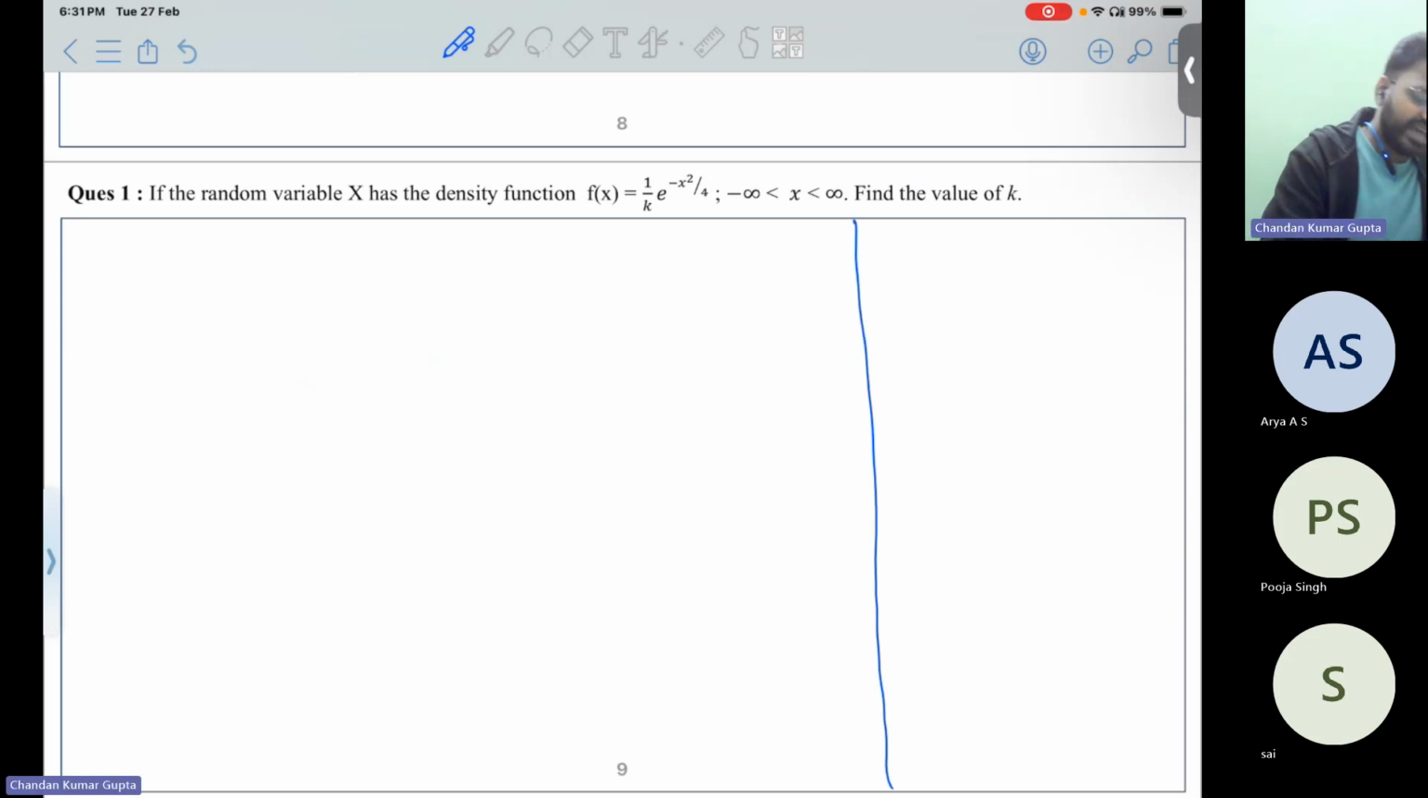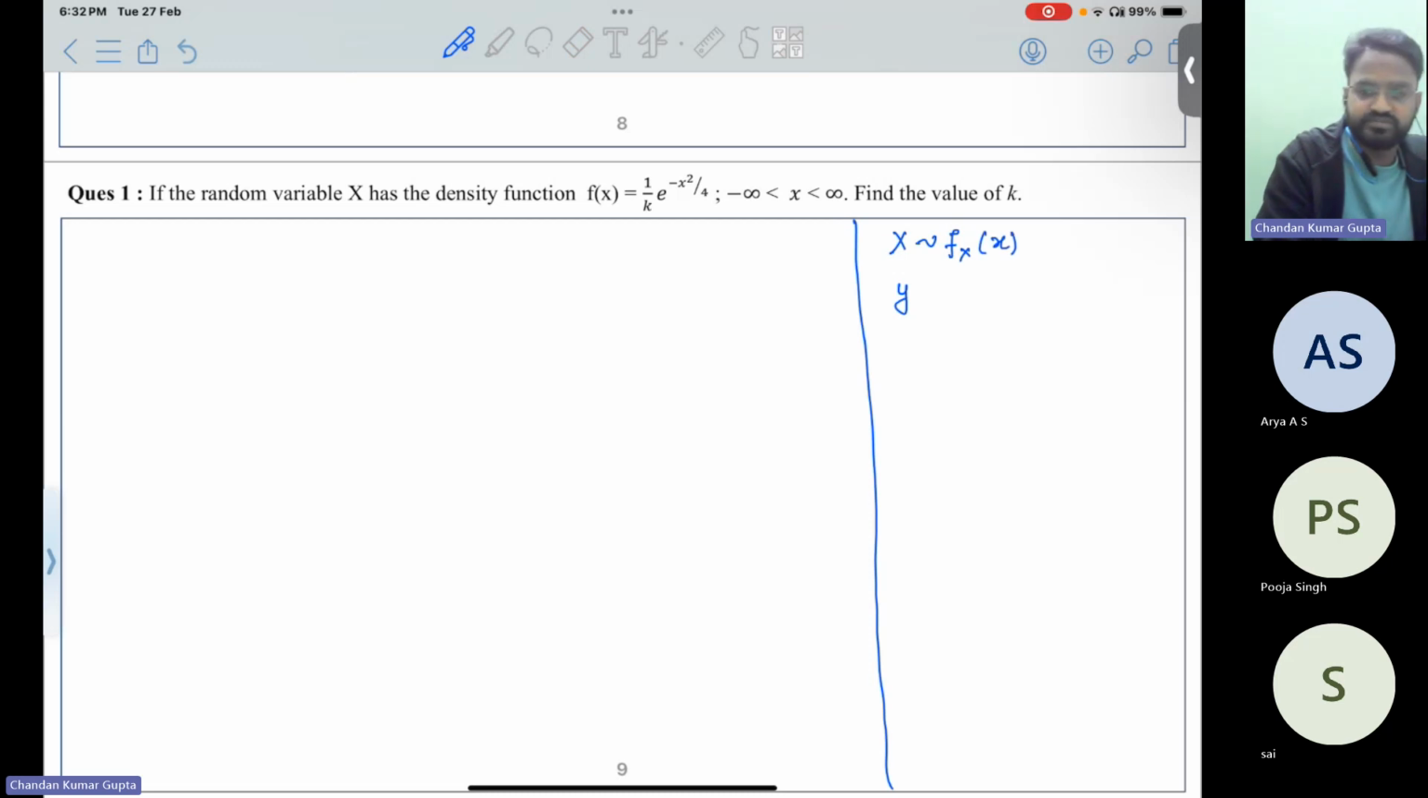Suppose x is a continuous random variable. Then we need to transform, or we need to find the PDF of y. X is a continuous random variable which follows the distribution f x, and y equal to v of x is a transformation. So y is a function of x. We need to find the PDF of y.